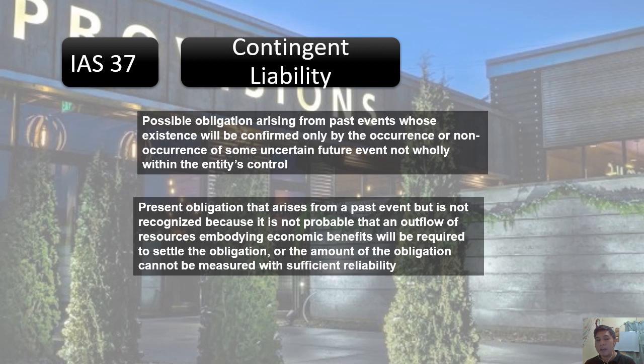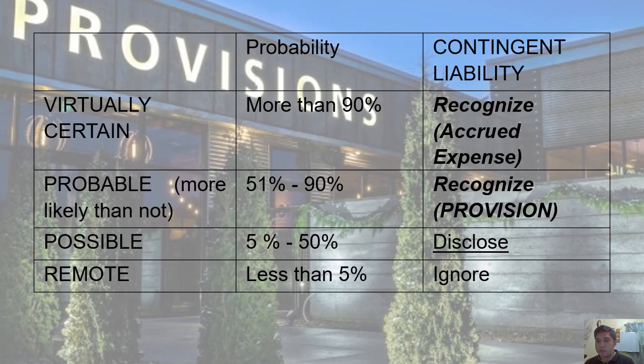So although it meets the criteria of a present obligation and arises from a past event, if it is not probable that an outflow of resources will be required to settle the obligation, or the amount of the obligation cannot be measured sufficiently, then that transaction is considered a contingent liability and is also not recorded in our books. Okay, to summarize, we can use this table to determine if a specific transaction is an accrued expense, a provision, or a contingent liability, and what the accounting treatment is for each case. We have virtually certain, probable, possible, and remote. These are translated into percentages for us to easily understand.